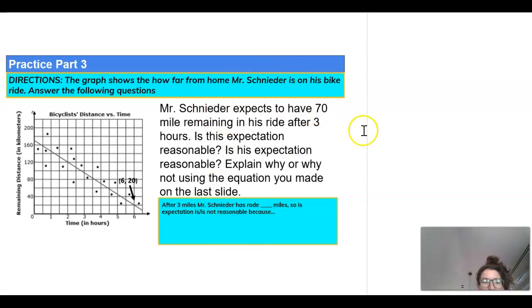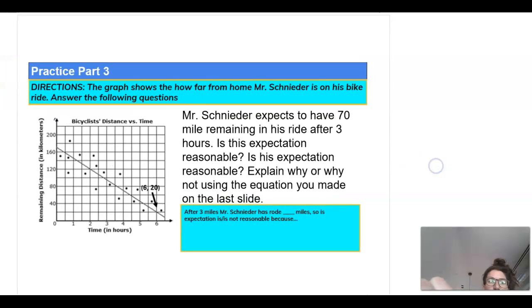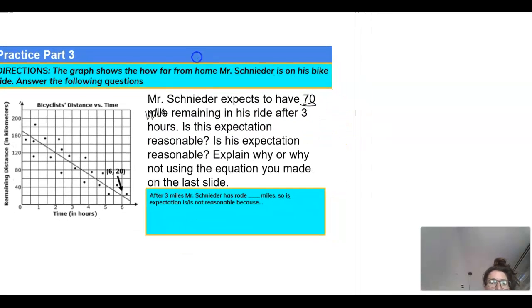Our next set here is asking us to make that prediction. It says Mr. Schneider expects to have 70, and that should say kilometers, remaining in his ride after 3 hours. Is this prediction reasonable? What I can do is either plug in 70 for y, because kilometers is my y, or 3 for x in my equation. Remember that the equation we're using is y equals negative 25x plus 170.